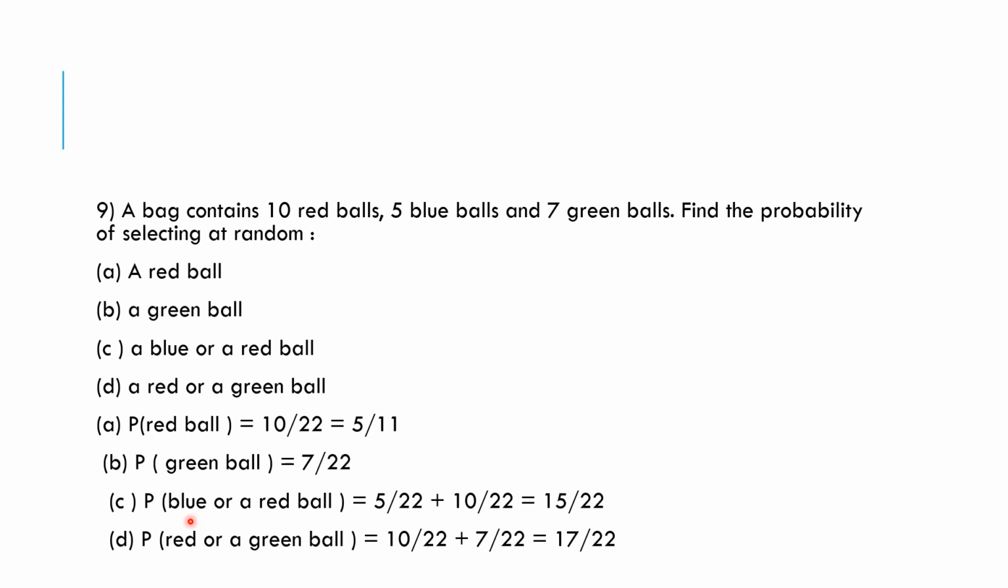And the probability of obtaining a blue or a red ball is 5 by 22 plus 10 by 22, that is 15 by 22. And the probability of a red or a green ball is 10 over 22 plus 7 over 22, that is 17 over 22.